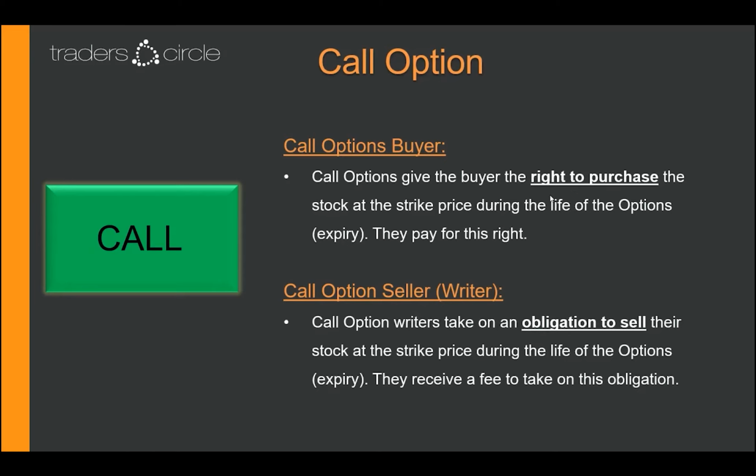So when you buy a call option, you now have the right to buy the underlying stock at the strike price, which is a particular price, during the life of the option. So options have a finite life. You can buy options that expire this month.